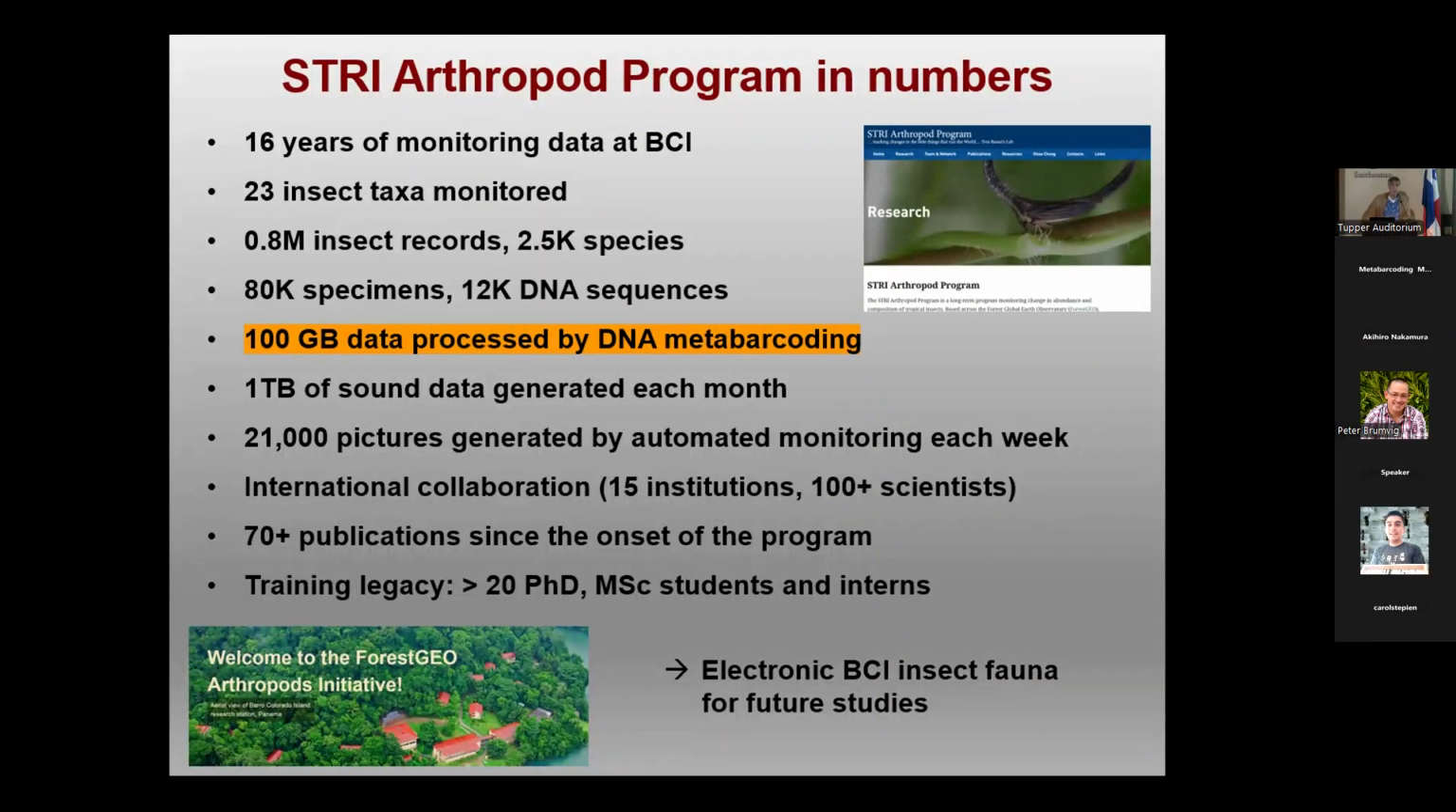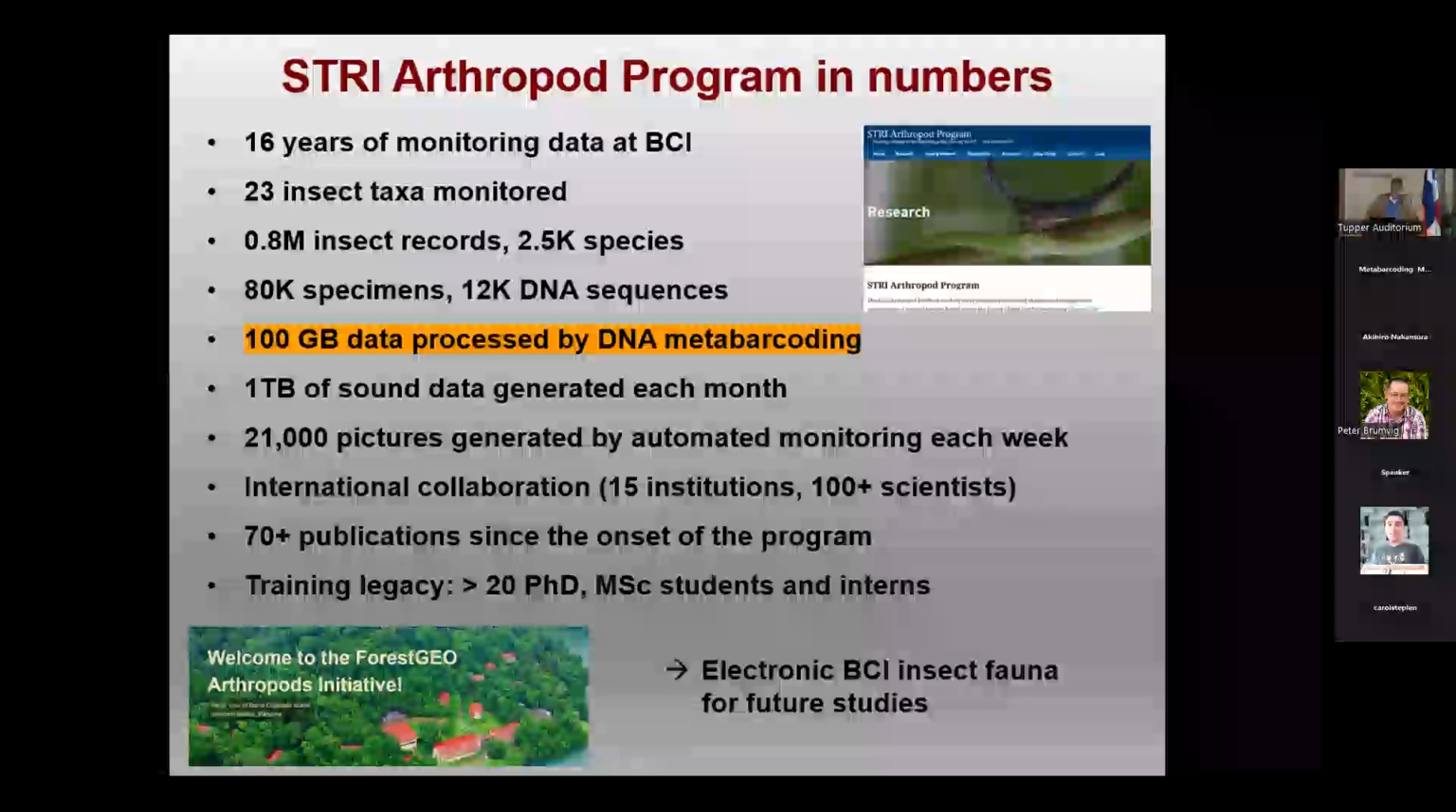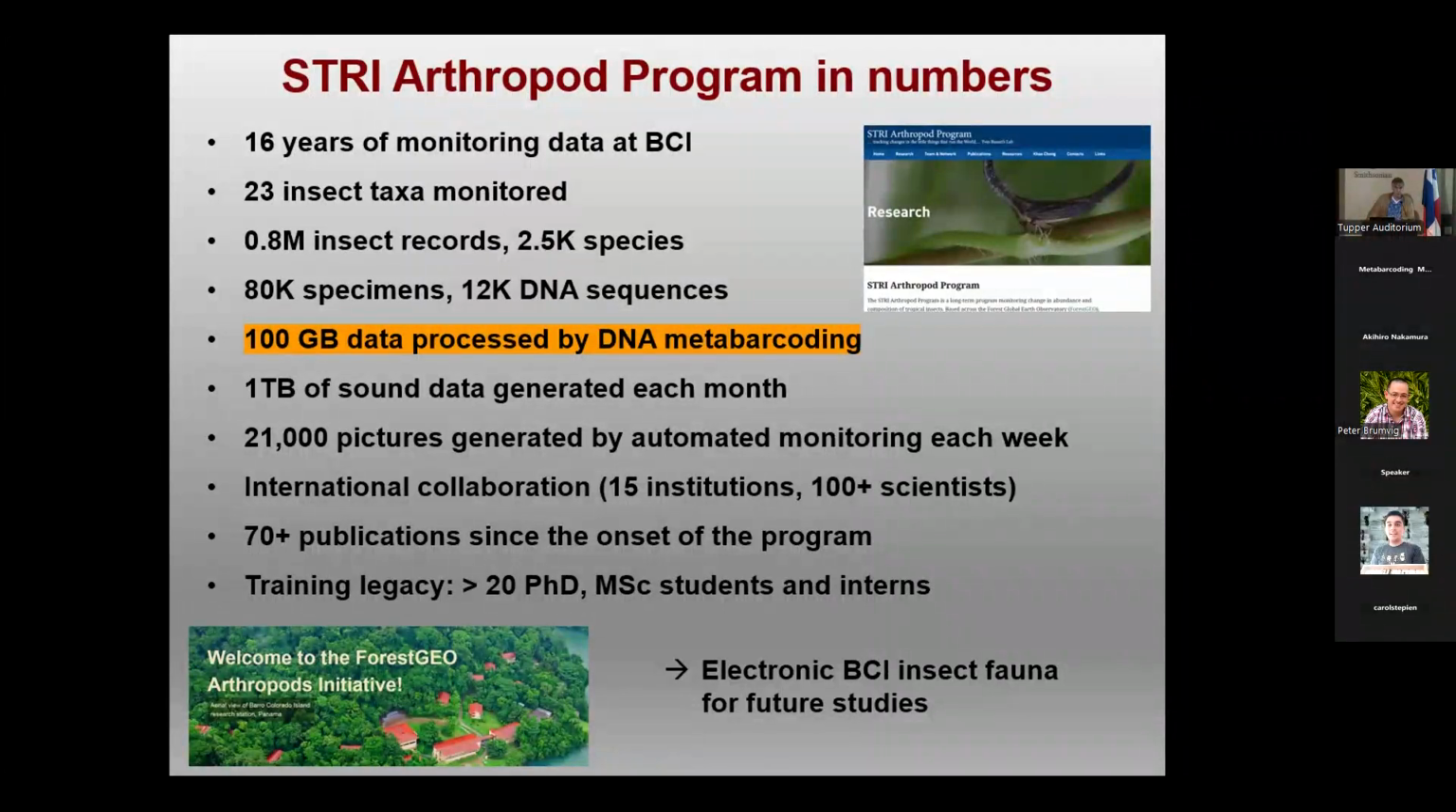But now we're going into next generation monitoring, not only with DNA metabarcoding, but also with bioacoustics. Every month, for example, we're generating 1 terabyte of sound data. And every week we have 10 systems on the island generating 21,000 insect pictures, which are processed by artificial intelligence. And we have international collaboration on many publications and so on.